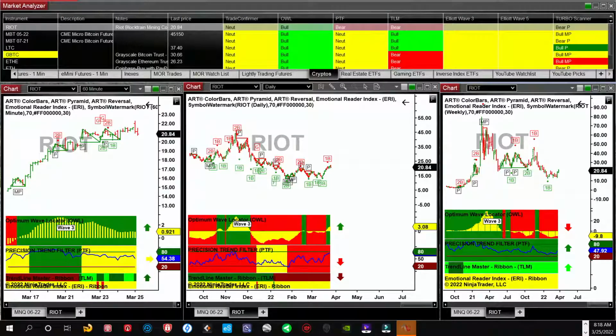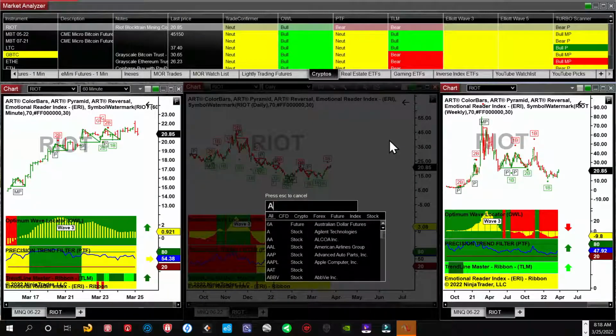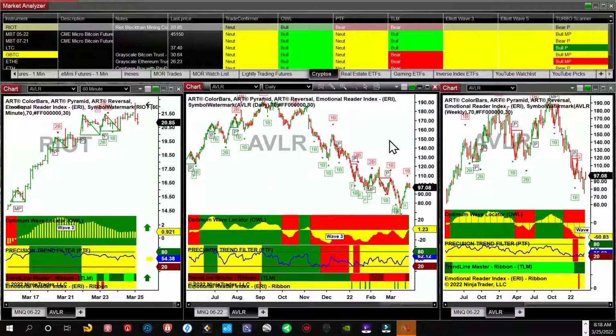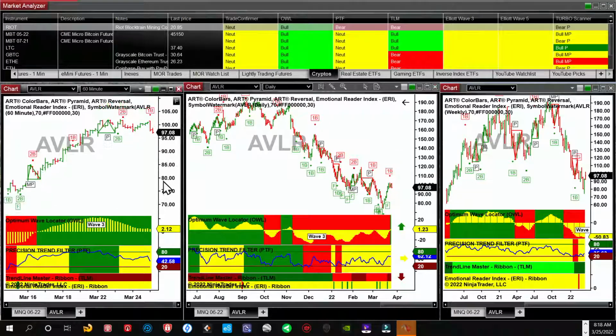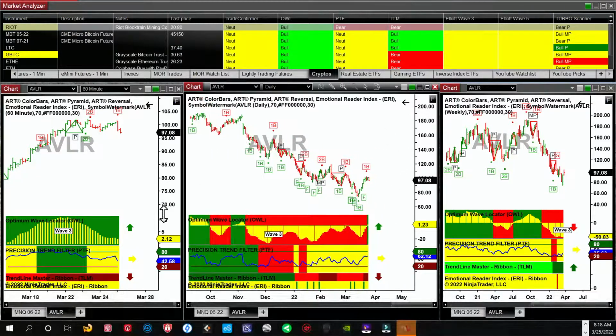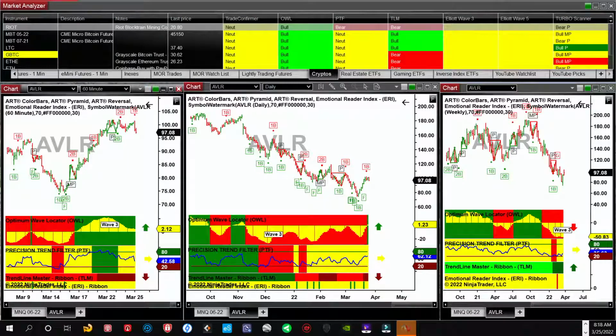All right, let's see what else we got here. We got AVLR. Give that a chance to load. Let's see what we've got cooking here. Obviously it's been moving down. Again, if you go from left to right, notice that the 60-minute chart is showing bullishness, but it's starting to settle down. The momentum is moving to the downside. We no longer have any green here.